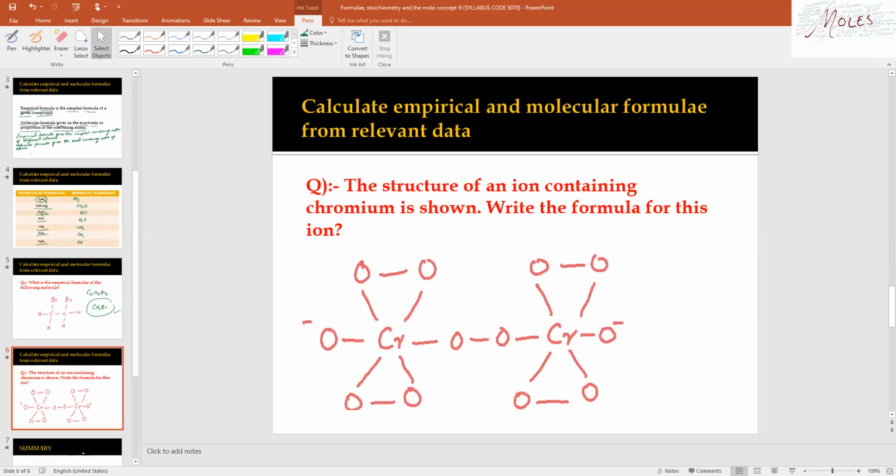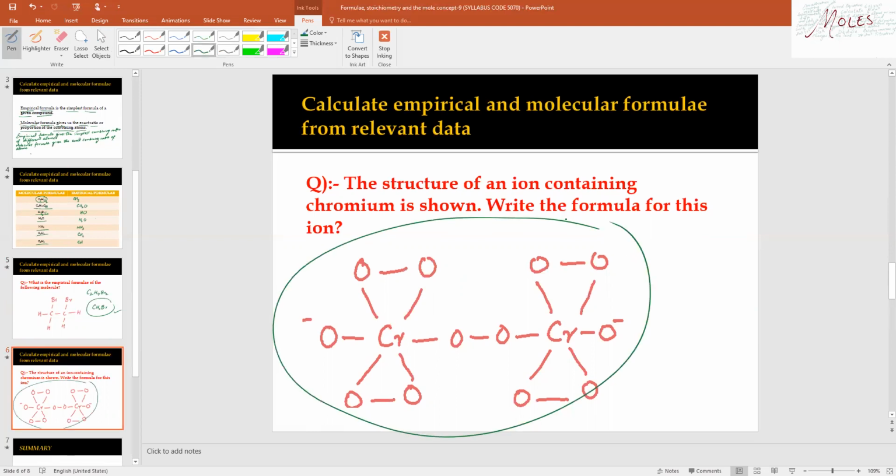What would be the molecular formula of the molecule shown? This is the whole molecule. Look at it very carefully. There's negative charge on the last oxygen atom on both sides, which means the whole molecule will carry 2 minus charge also. This is the minus charge.